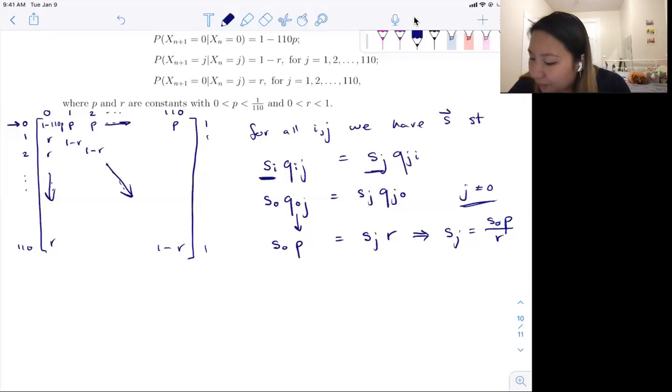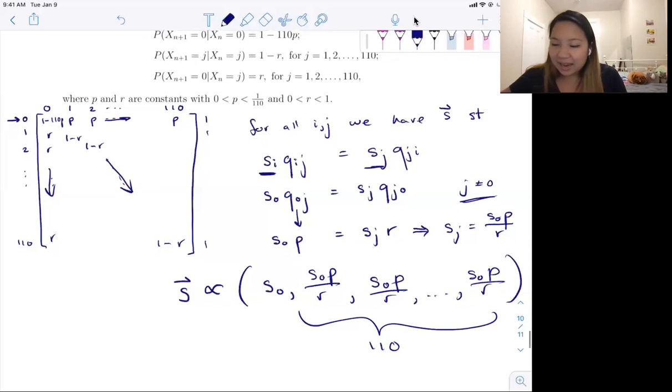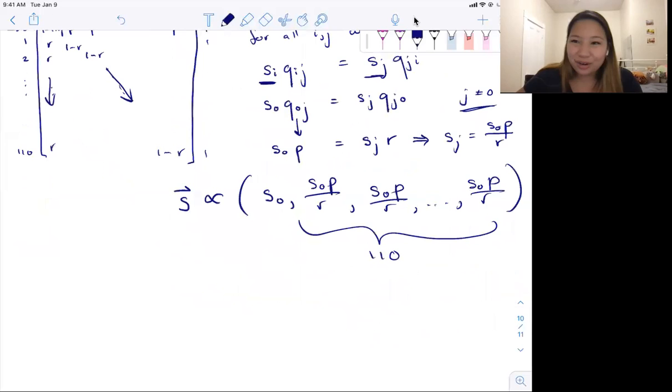So S is going to be proportional to S0, comma, and then for all the J's not equal to 0, S0 P over R, S0 P over R, dot, dot, dot, S0 P over R. There are 110 of these. And we need to make sure we normalize our stationary distribution.